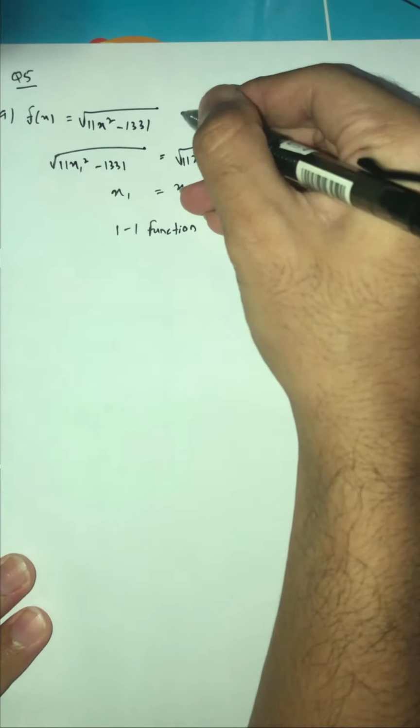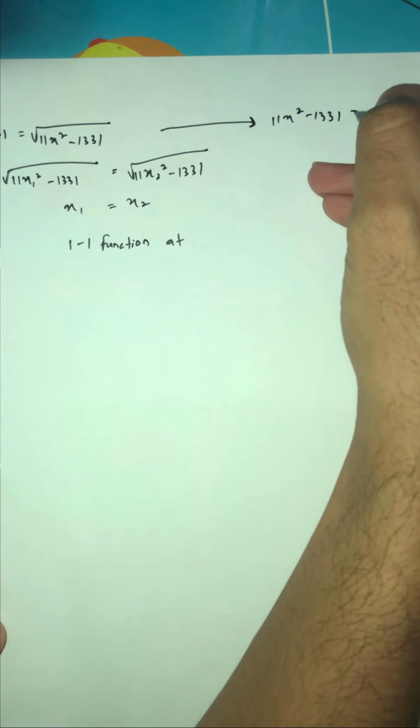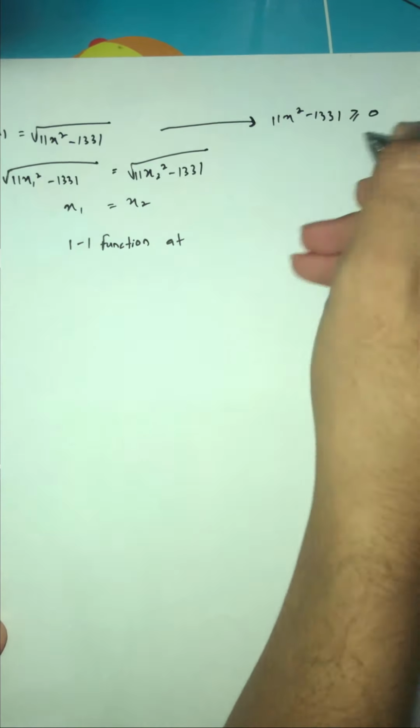So 11x squared minus 1331 must be more or equal than 0. So you solve this, you'll get x more or equal than 11. So this is a 1-to-1 function at x more or equal than 11. So this is your answer.